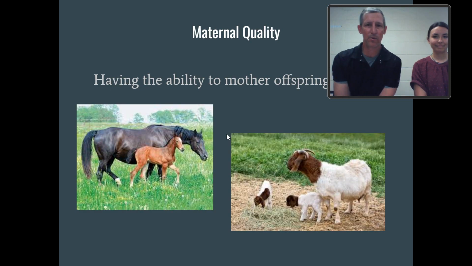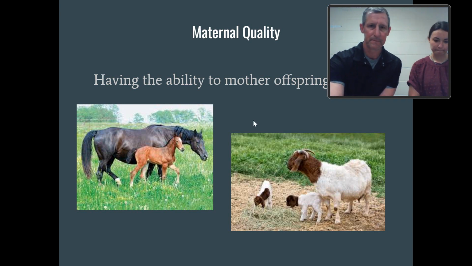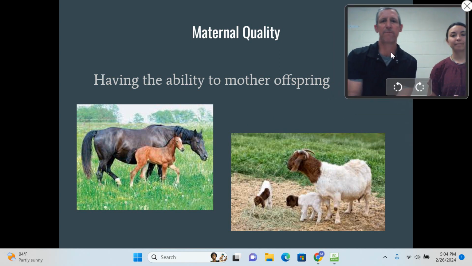All right, I'll take maternal quality here. This one is the ability to mother an offspring. So this is one of the biggest things as far as selecting good mothers, is we want them to be able to raise their offspring well. And so whether it's cattle, horses, goats, pigs, we want them first off to be able to have that offspring without any trouble. And a lot of times when we have calving difficulties, or when we're having to pull a calf because the mother can't have it on their own, that's not a very good maternal quality.